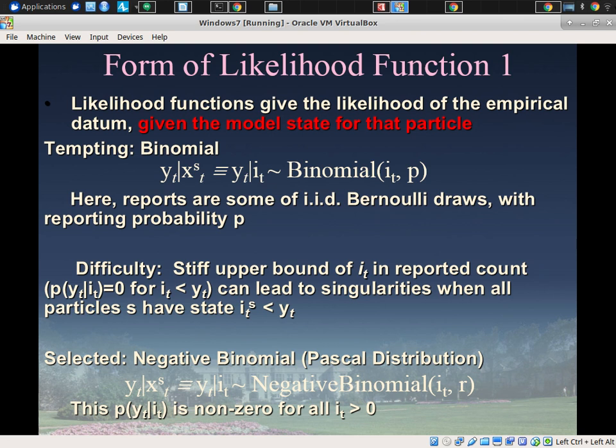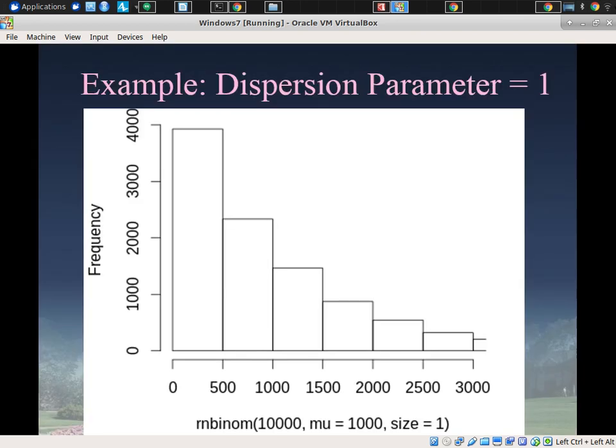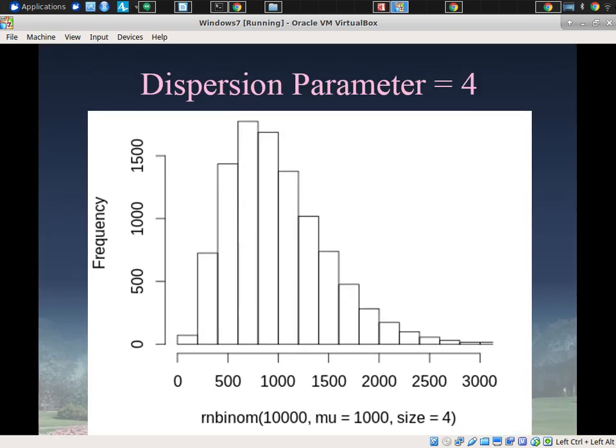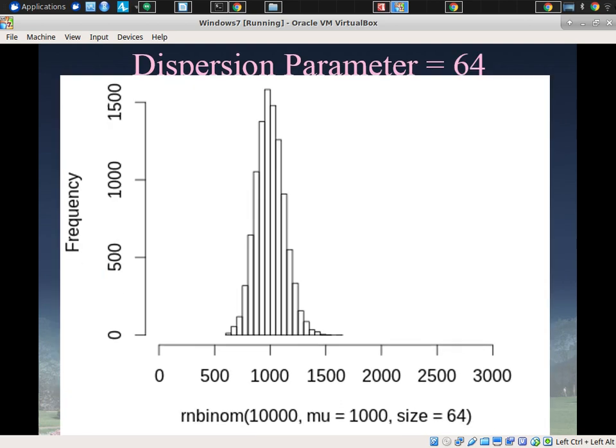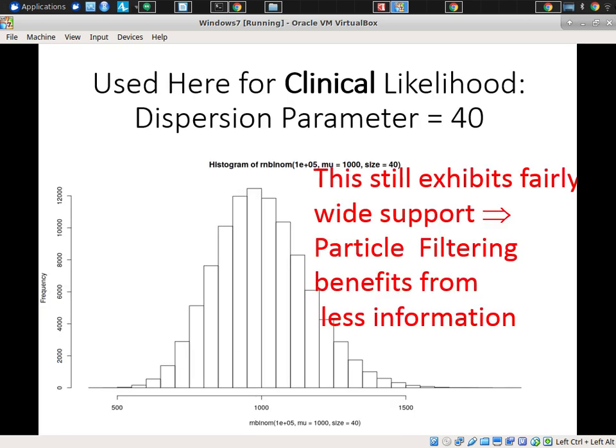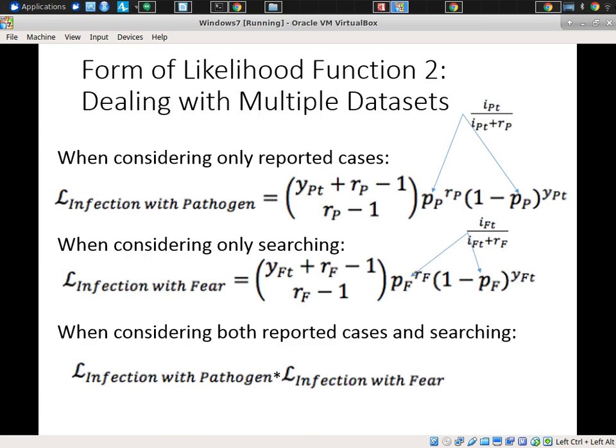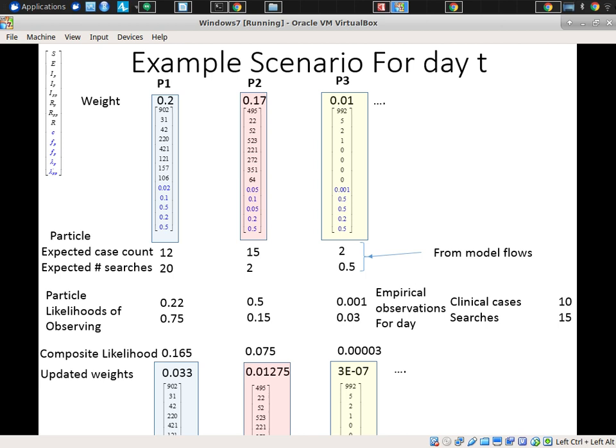We needed to formulate likelihood functions. We ended up in a negative binomial likelihood, which is of this form. We need to pick dispersion parameters that will dictate how generous or how accommodating we are for data that's off from what we expect, in terms of punishing a particle or rewarding a particle. How bad is it if a particle's off by, say, 1,000?